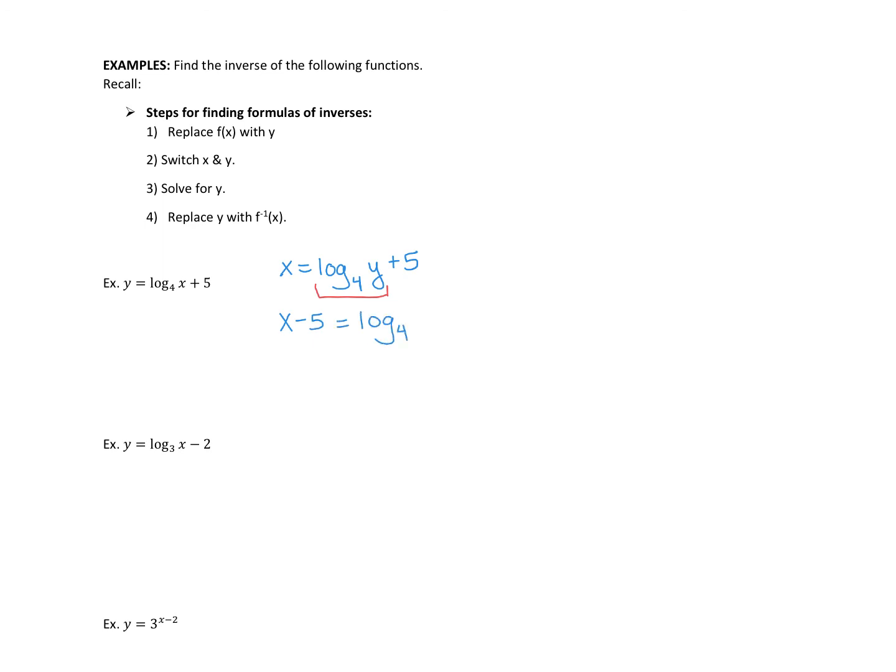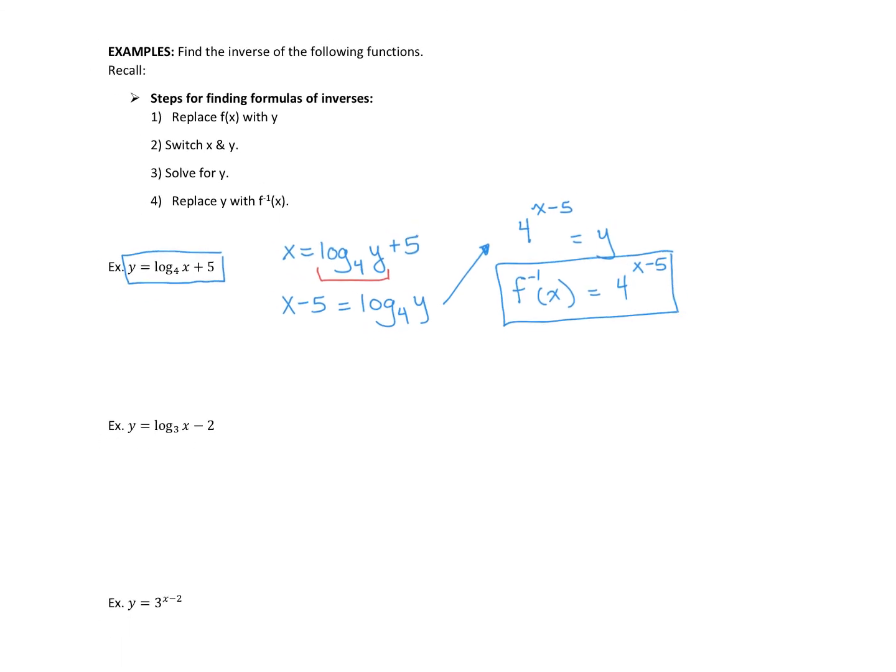log base 4 of y, and then I will rewrite this in exponential form. So that will give me 4 to the x minus 5 equals y. And then as our last step, we'll just replace our y with our inverse notation. So 4 to the x minus 5 is the inverse of log base 4 of x plus 5.